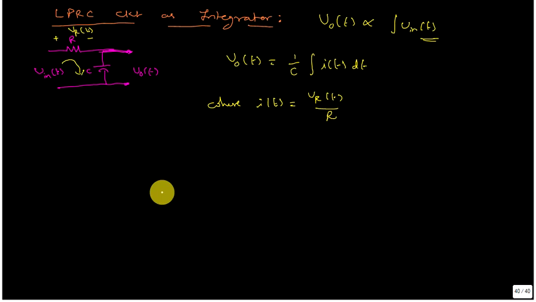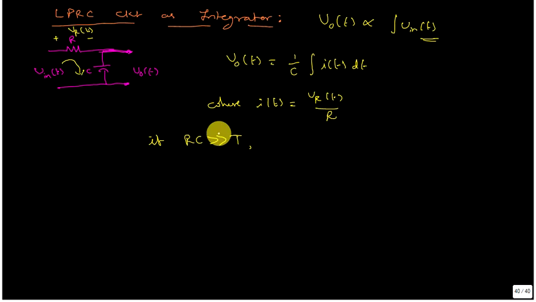Next, assume that RC is very large compared to T. RC means the circuit time constant. That is, this RC circuit has time constant tau, and tau is equal to the product of R and C. And capital T means the time duration where the input signal is present. That means how much time you are applying the input signal to the circuit. That duration is indicated with capital T.